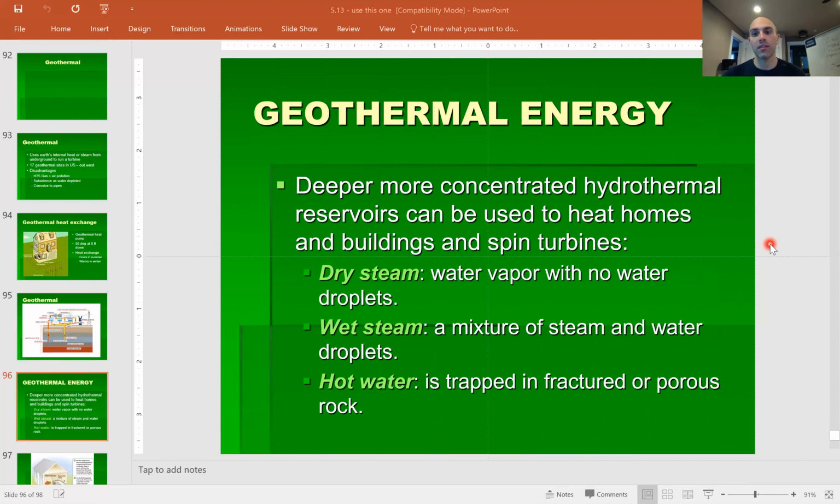Hot water is trapped in fractured and porous rock. We need to release that. Releasing that energy is what allows the water to move up and turn to steam.